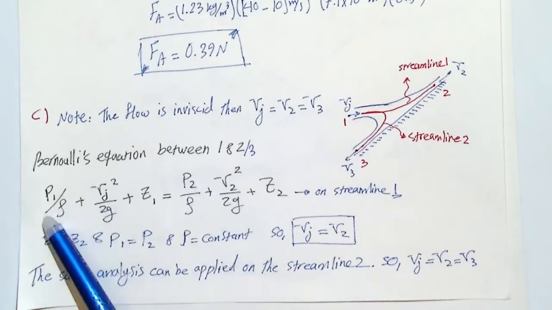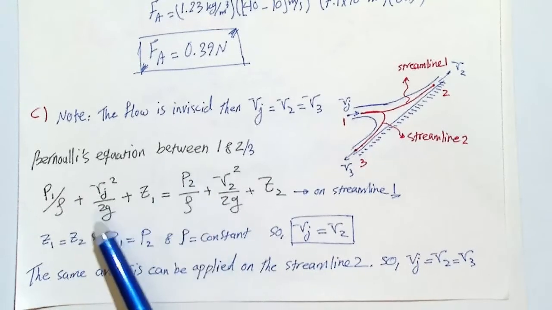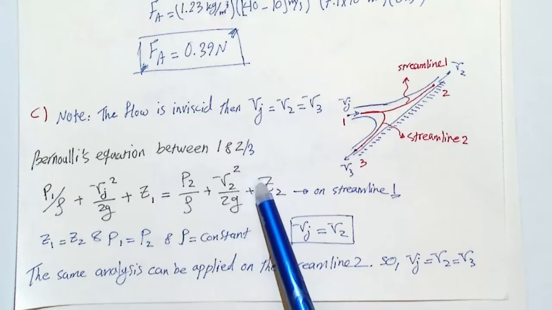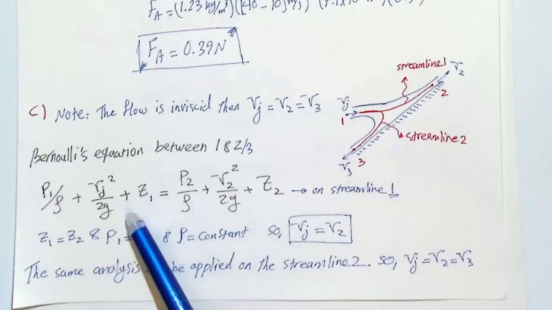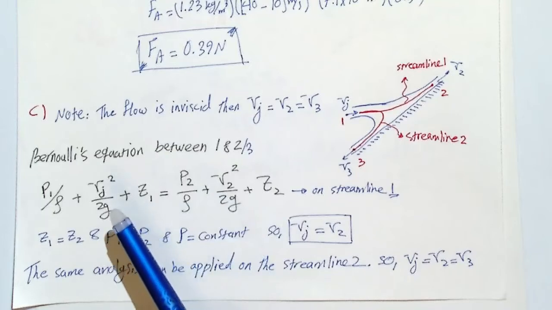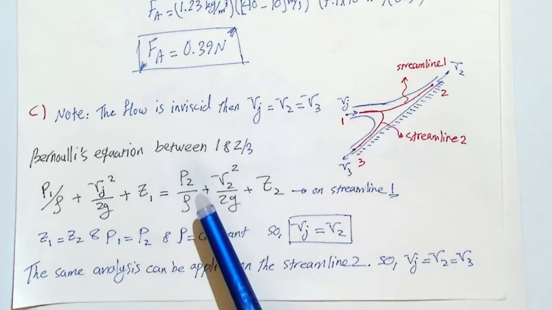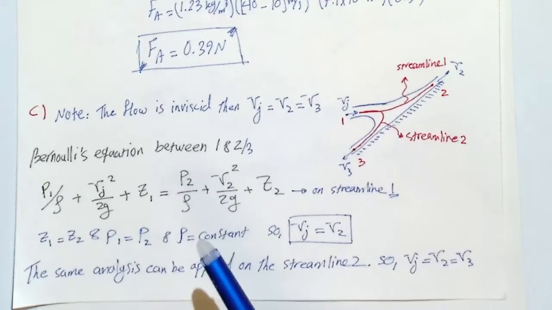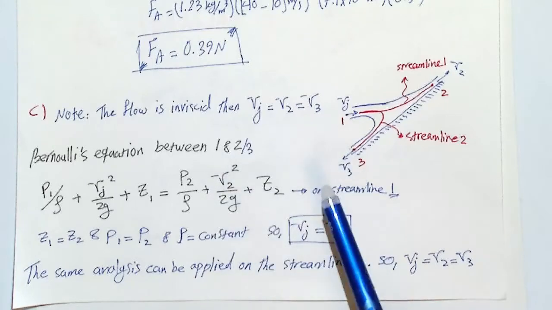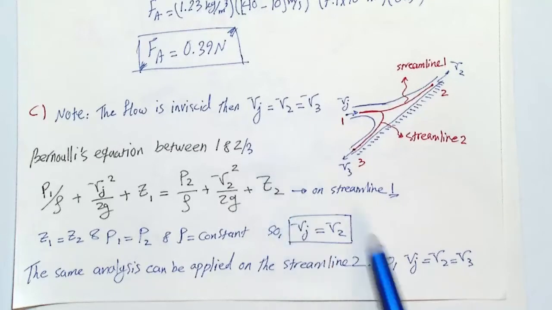Then you have to cancel out these terms, P2 over rho, because rho is constant now. This is going to cancel out with this one, and this is going to be cancelled out by Z2. Then finally 2g, or 2 times g, is also going to cancel out. Then what will you have finally? Vj squared equal to V2 squared. But since we can take the square root of each side, then Vj equals V2. The same analysis for V3 gives you that Vj equals V2 equals V3.